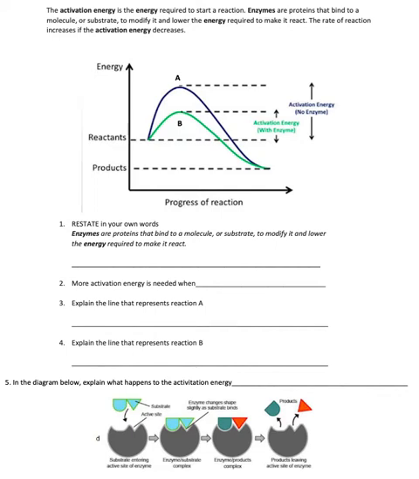I am going over activation energy and enzymes in this short video. At the top of the screen, it gives you a little description of what activation energy is and what enzymes are. As a recap, enzymes are proteins that are there to speed up chemical reactions. They're called catalysts because they speed up the chemical reaction.